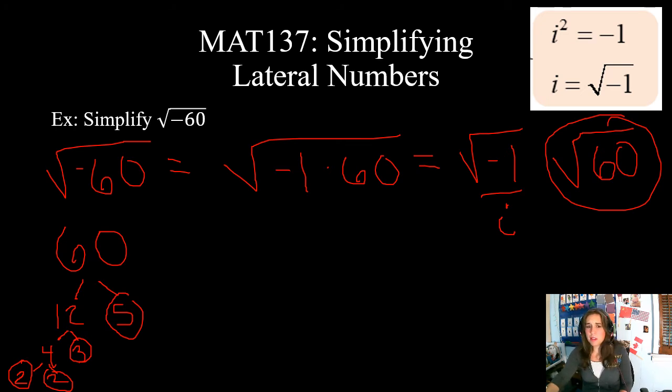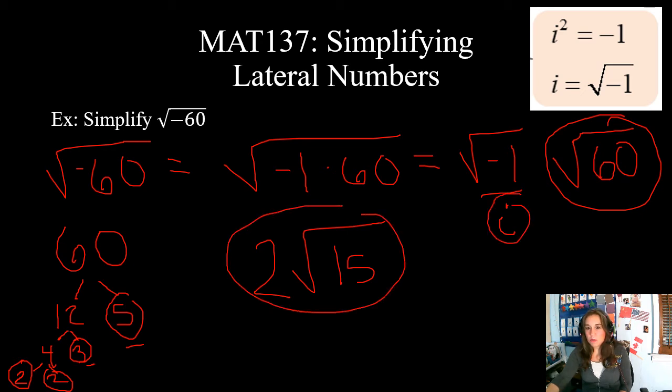And I'm going to go pretty quickly through this because hopefully at this point you remember what to do. So that means my pair of 2s is going to pull out, 1, 2 on the outside of the radical, but my 3 and my 5 have to stay inside the radical. So this square root of 60 simplifies to 2 square root of 15. Okay, so now I have both my pieces, i and 2 square root of 15, which means that this simplifies to 2i square root of 15.